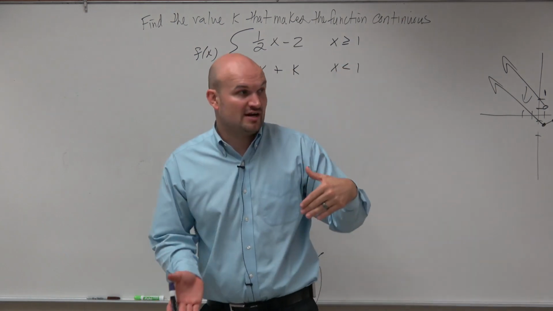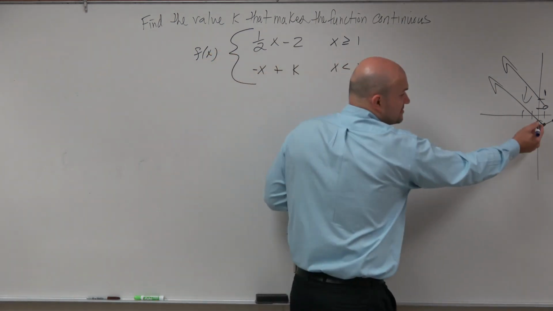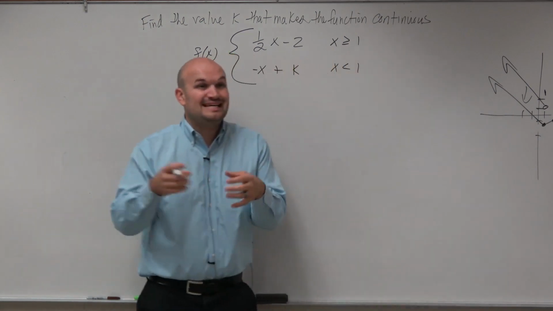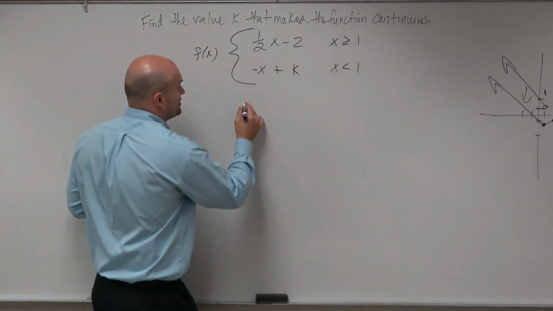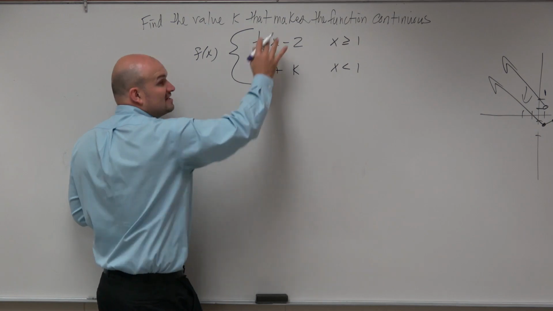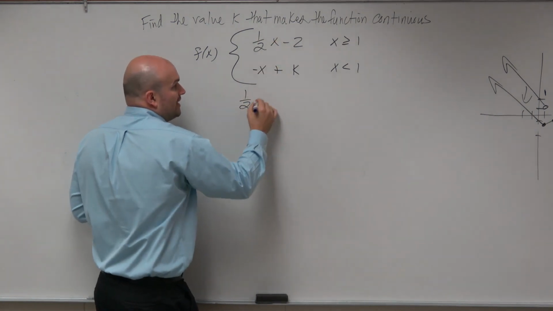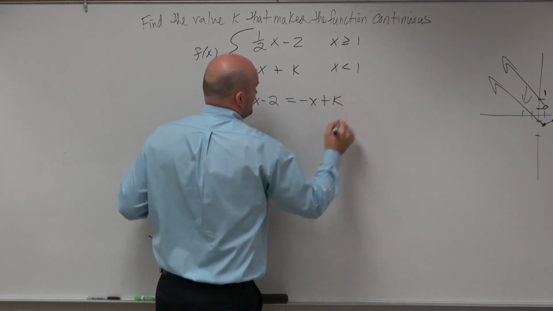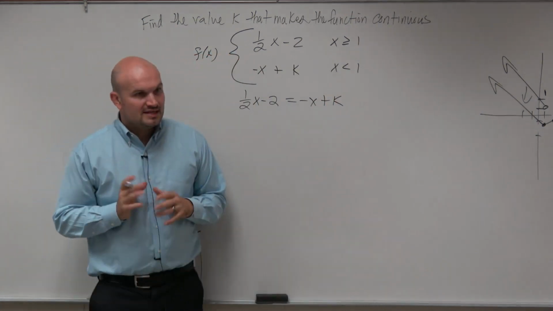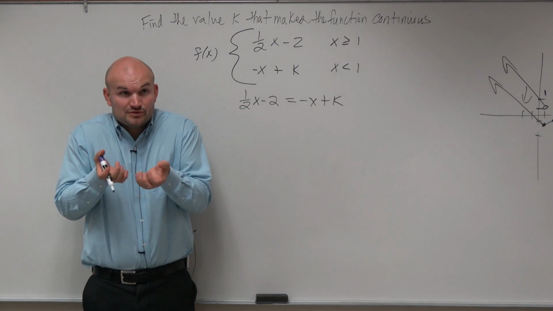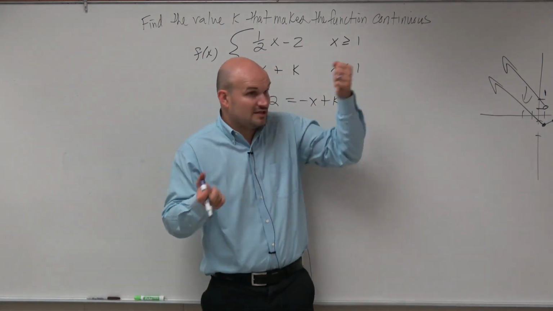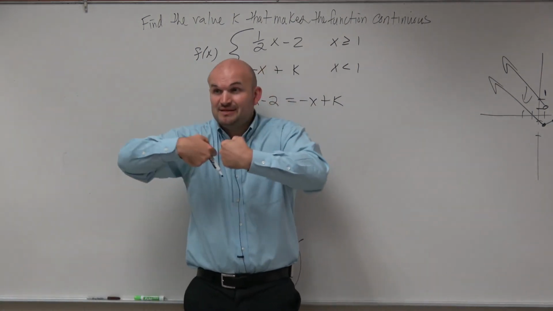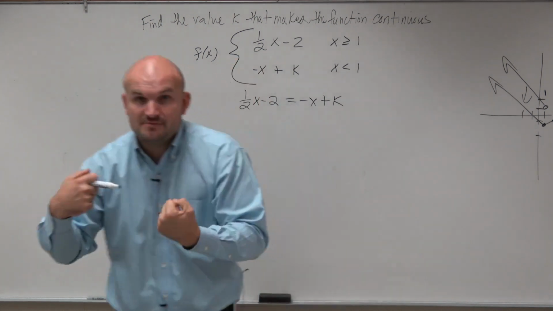So what we need to figure out is, whatever value this is, we know that it has to be the same. So the first thing I'm going to do when we want to find this k, and again, guys, it doesn't matter what these equations are. Take 1/2 x minus 2, set it equal to -x plus k. Set them equal to each other. If it's going to be continuous, the left side graph and the right side graph have to be the same. Correct? They have to be equal to each other.